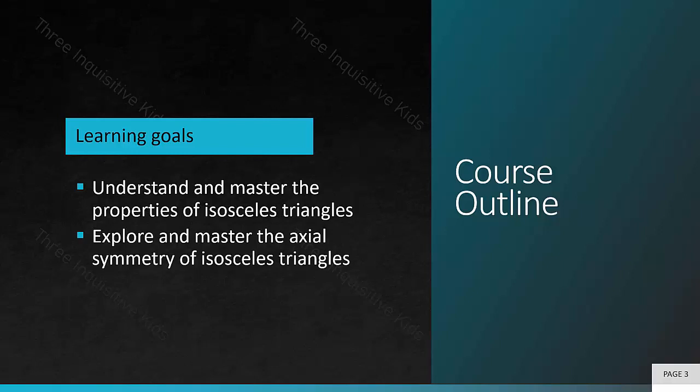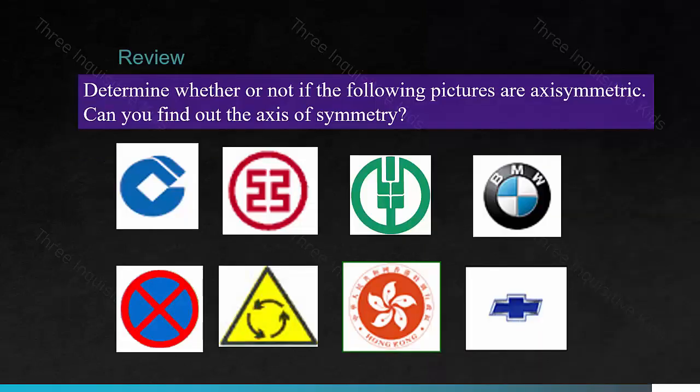So isosceles triangles are also symmetrical figures. Determine whether or not the following figures are axis symmetric. Can you find out their axes of symmetry? Of course, this first image is not symmetric. The second image is symmetric, and its axis of symmetry would be right down the middle. This has an axis of symmetry that is vertical. This is not symmetrical. This image has multiple axes of symmetry, diagonal ones, vertical ones, and horizontal ones.